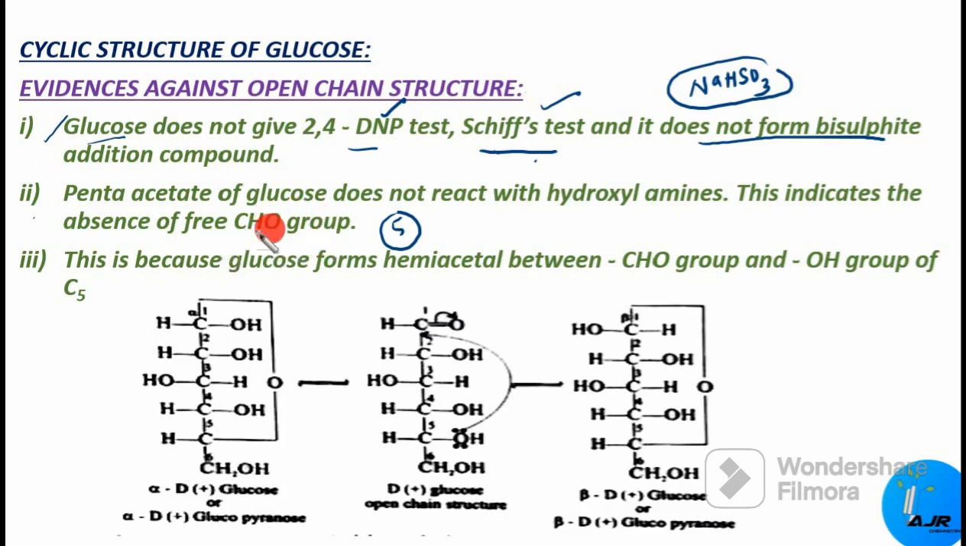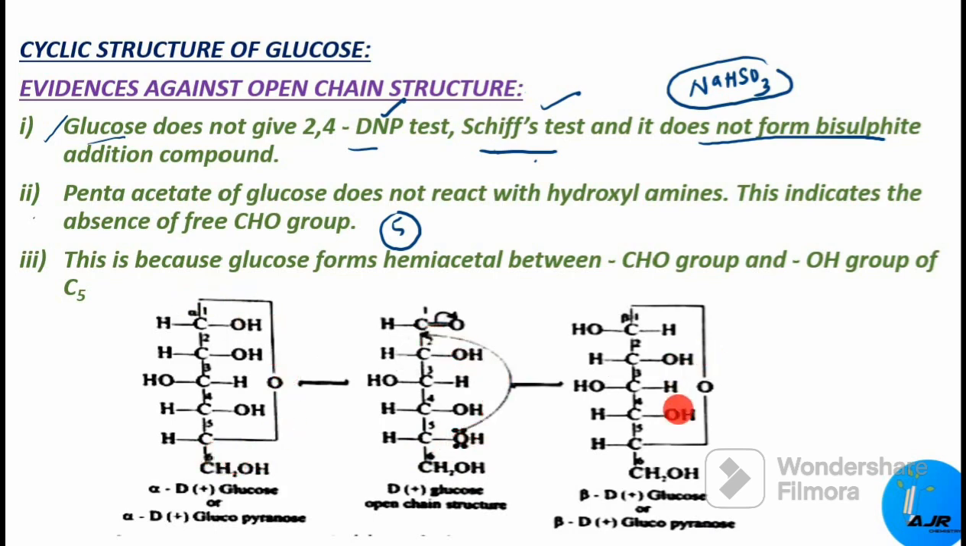Next, why is there no free CHO group? Why is this group not present in glucose? This is because glucose forms a hemiacetal between the CHO group and the OH group of C5. Which is C5? This is C5. So this OH group reacts with the CHO group and forms a hemiacetal. During the formation of the hemiacetal, the CHO group interacts with the OH group of C5, that is the fifth carbon, resulting in the formation of a six-membered ring.